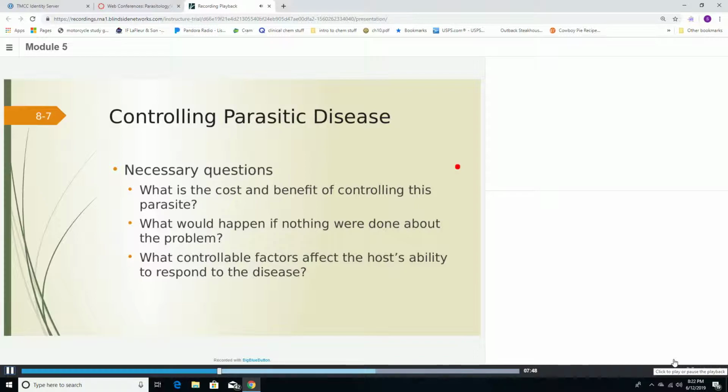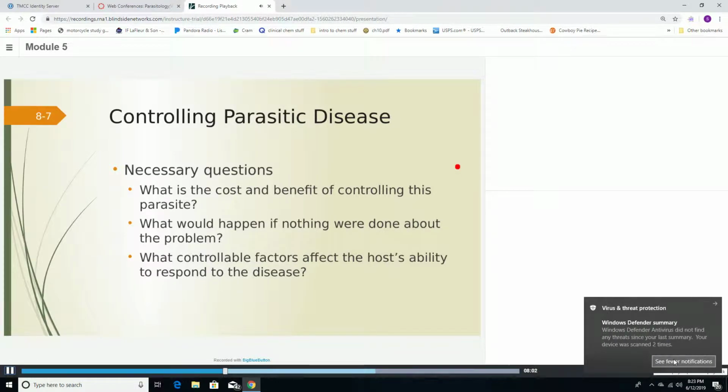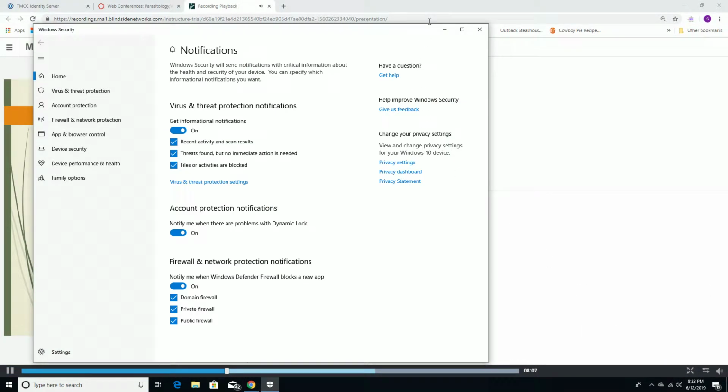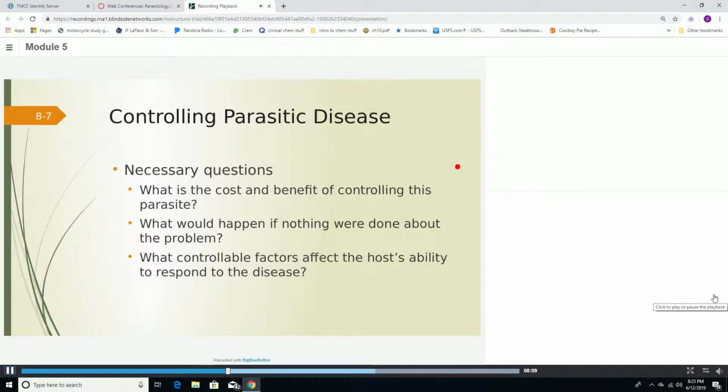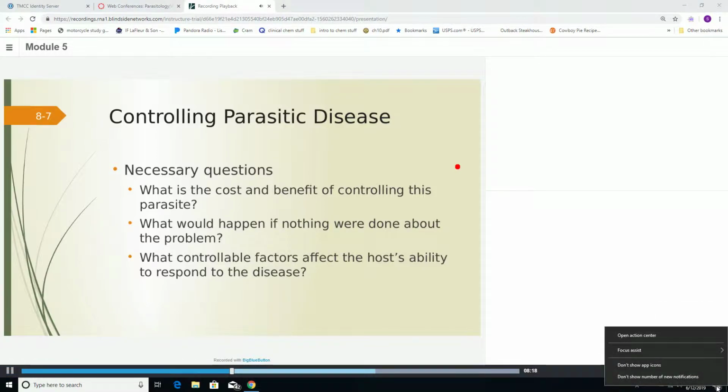The next question is, what would happen if nothing were done about the problem? If we never did anything to try to control a parasitic disease, what could happen? If we didn't stop malaria from infecting humans, how fast would that disease spread? How many people would die, things like that. So essentially, what's going to happen if we don't treat? Are people going to keep dying, or is this infection eventually going to go away on its own? Do we need to take action or not?